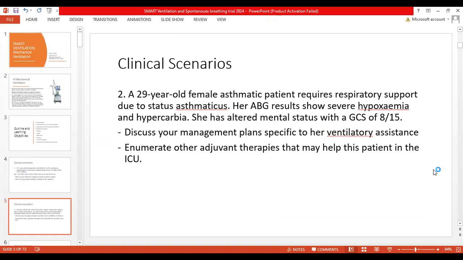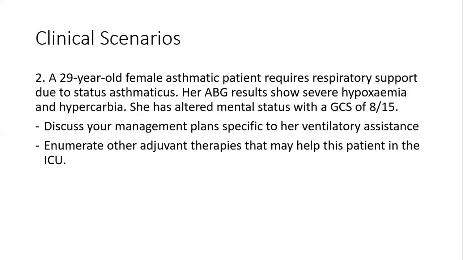All right, a 29-year-old female asthmatic patient requiring respiratory support due to status asthmaticus. ABG results show severe hypoxemia and hypercarbia. She also has altered mental status with a GCS of 8/15. Anyone? Discuss your management plan specific to ventilatory assistance here. And number two, enumerate other adjuvant therapies that may help this patient in the ICU. It's a tutorial, so let's try.